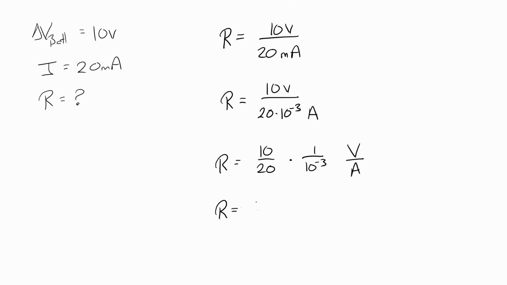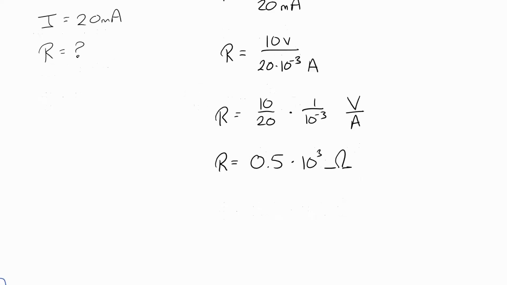So R, this is 1/2, it's 0.5. This, I can kick 10 to the negative third up to the top and make it 10 to the third. And a volt per an amp, probably don't know that off the top of your head, but since everything's in base SI units, I know this has to come out to ohms. And then, if I'm going to do this in scientific notation, this would be 5.0 times 10 to the second ohms, or 500 ohms.